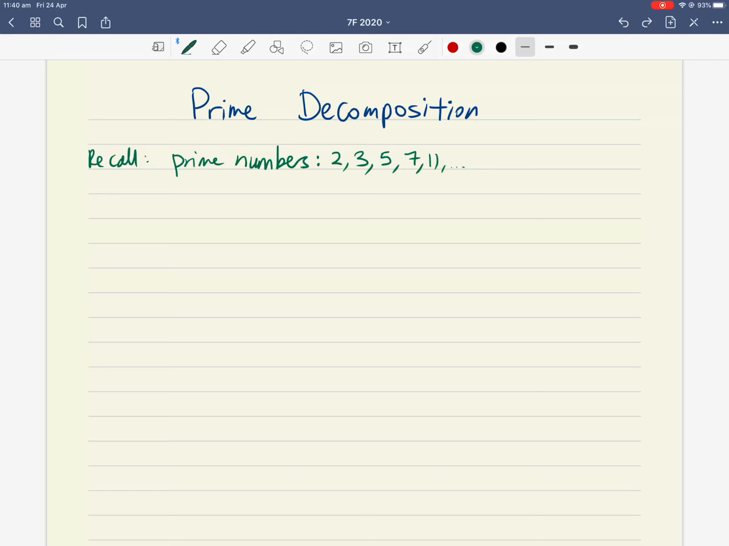We also looked at last week the use of indices or powers to show repeated multiplication. So we also said, for example, 2 to the 5 is 2 times itself 5 times. So 2 times 2 times 2 times 2 times 2. So that was index notation. So today in prime decomposition, we're really combining these two ideas together.